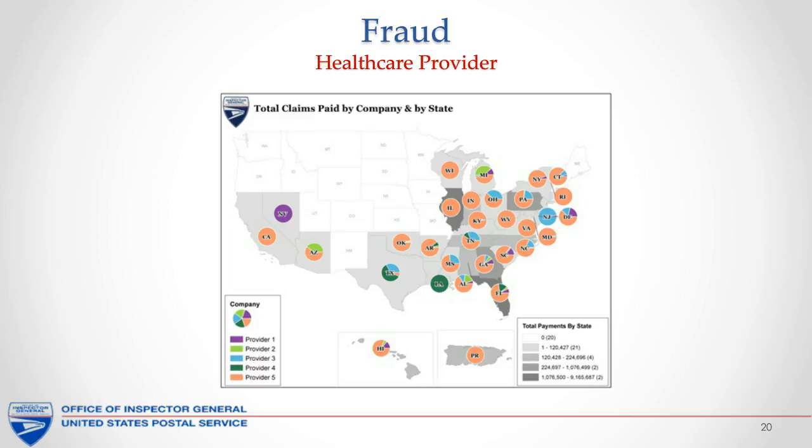So you can see that provider 5 by far has the most claims throughout the U.S. And then the states are color coded there by the total payments. So you can see that Illinois, Florida, and Pennsylvania are some of the states that have the larger amount of claims.